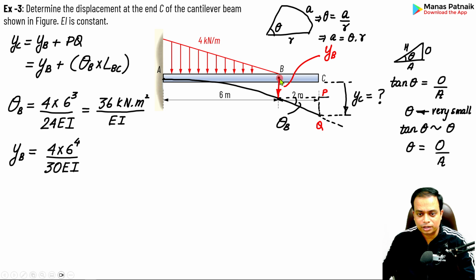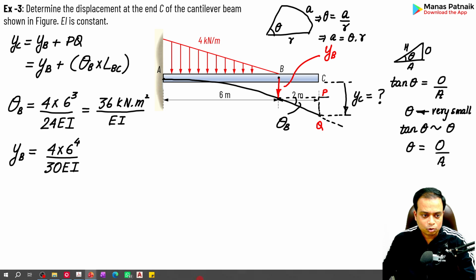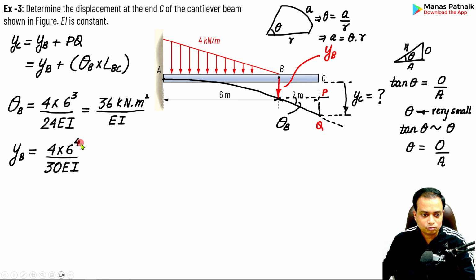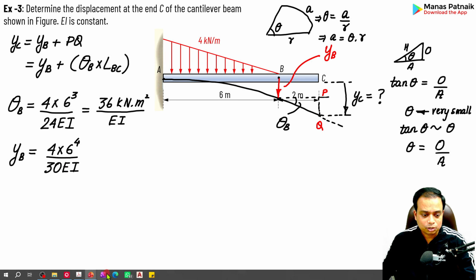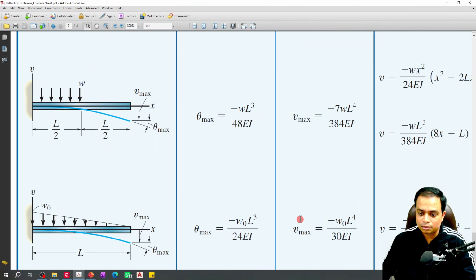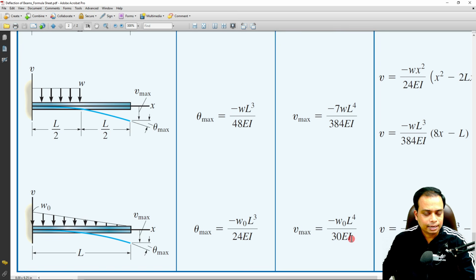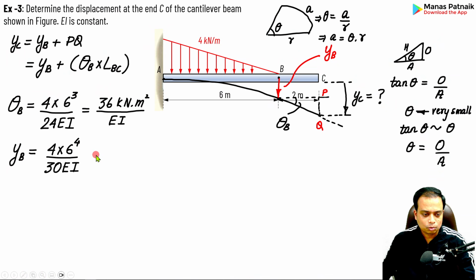Now figure out this YB as well. Again, let me go back to the formula. This is WL raised to 4 over 30 EI. Let me make a confirmation: WL raised to 4 over 30 EI. Right? So let me plug in the values. This is what you get.